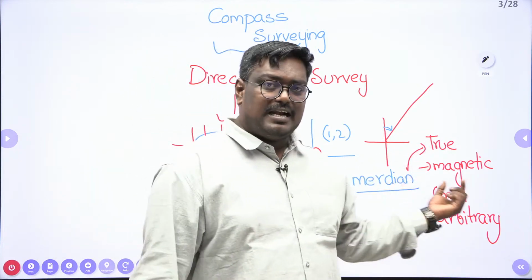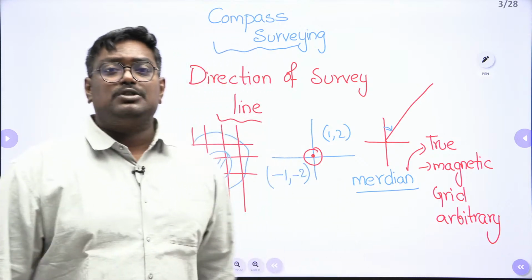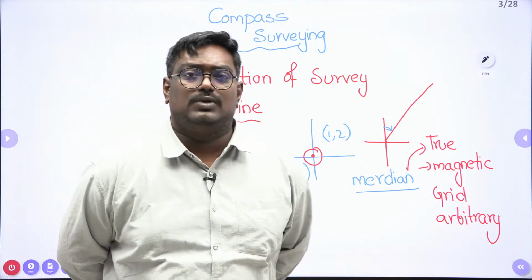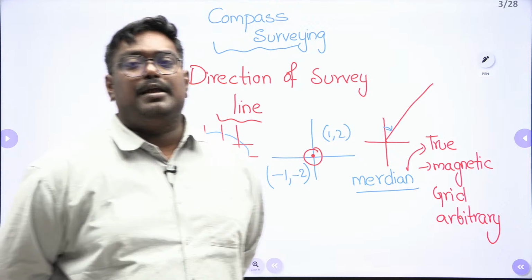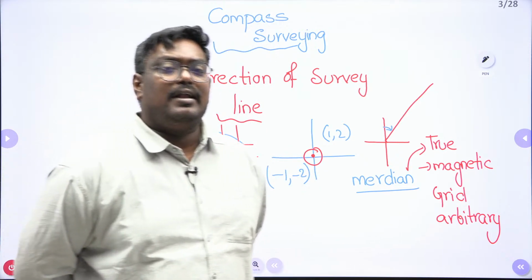So what is a meridian? A meridian is a fixed line of reference about which the angles are measured, my dear students. We have different types of meridians: true meridian, magnetic meridian, arbitrary meridian and grid meridian.